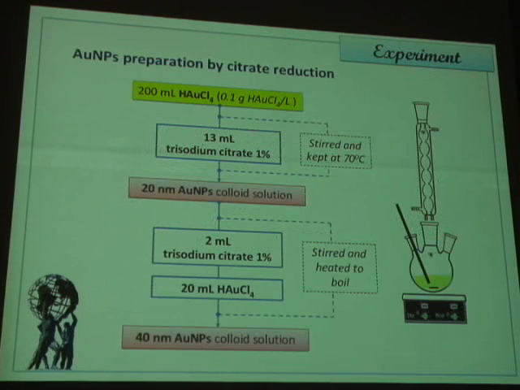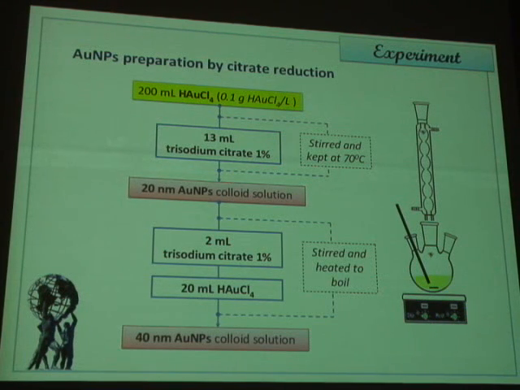Let's see about our experiment. We prepare gold nanoparticle by reduction reaction of trisodium citrate for gold chloroacid. In this case, we kept the temperature at 70 degrees Celsius and stirred throughout the experiment. We have two ways to prepare gold nanoparticle.